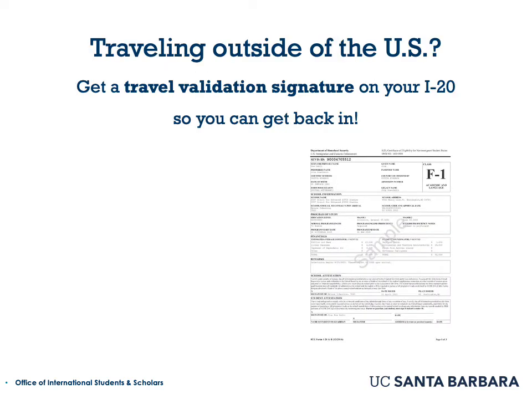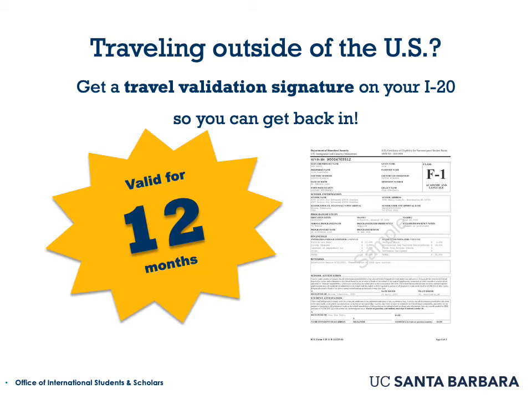Also, if you're traveling outside of the US for any reason, you need to get a travel validation signature on your I-20 so you can get back in. Just bring your I-20 to OISS and give us a couple of days, probably 3 days, drop it off before you need it. But then it's valid for 12 months. No matter how many times you go in or out of that country within that 12 months, your travel signature will still be valid. So it's worth getting before you need it.